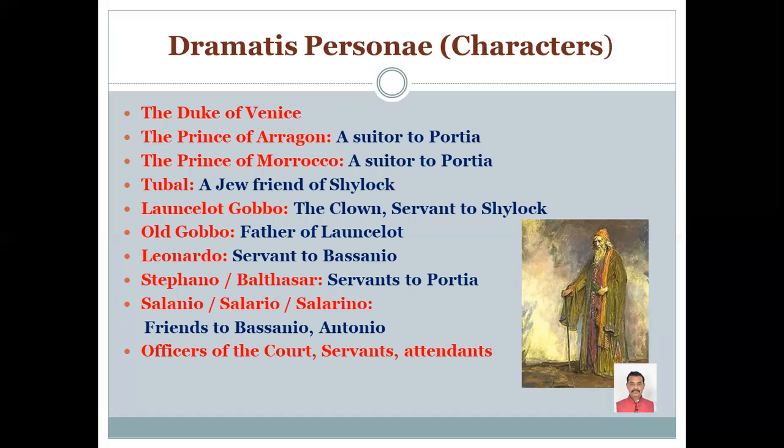And Old Gobbo is the blind father of Lancelot Gobbo, and these two characters together create a lot of fun and laughter in the play because of their activities. Then the next character is Leonardo. Leonardo is a servant to Bassanio.